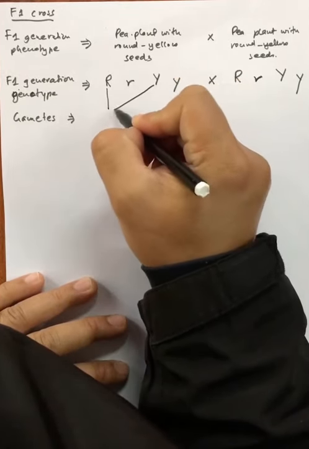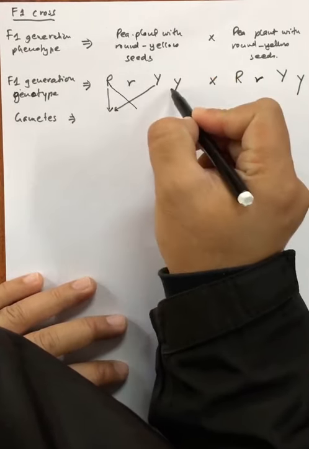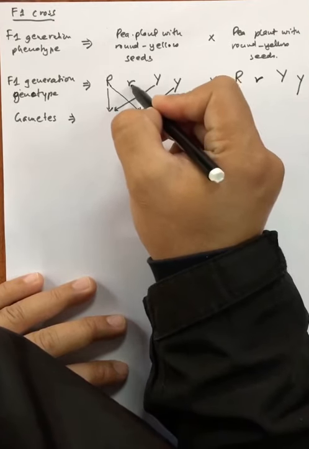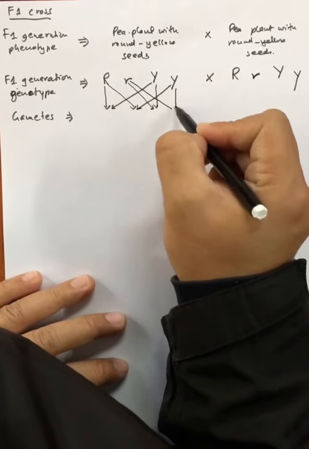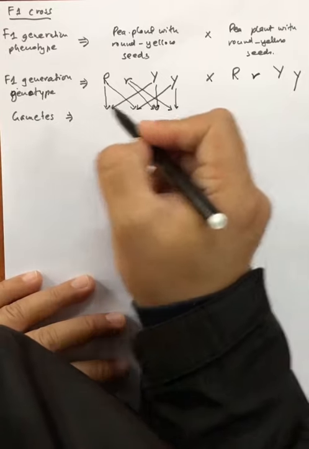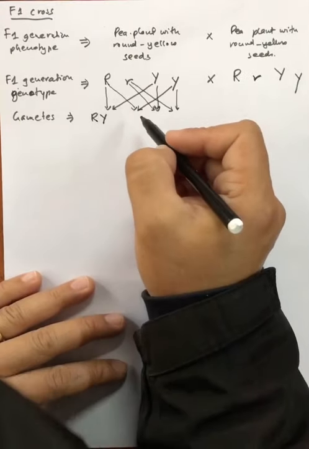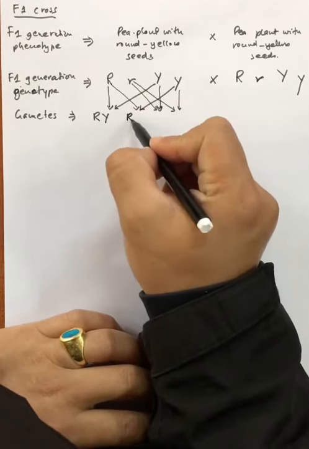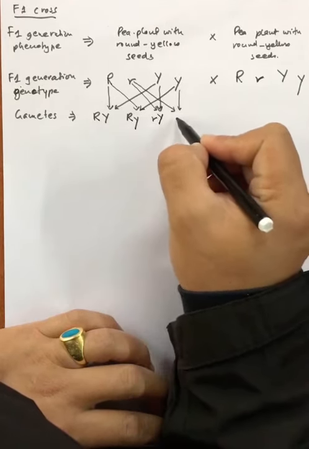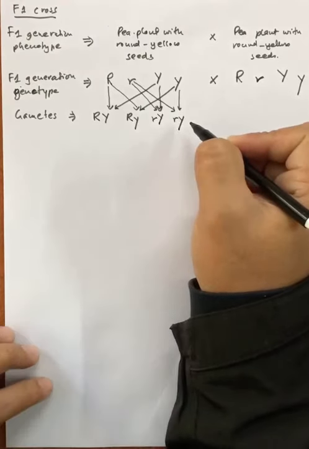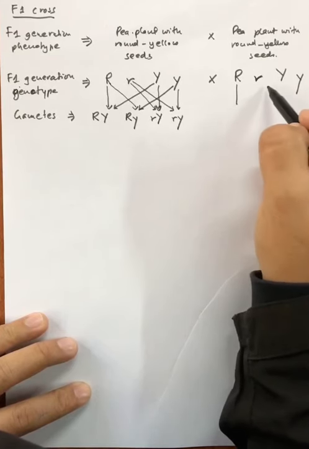Round the yellow gene, gametes form. Then round the green gene, gametes form. Then wrinkle the yellow gene, gametes form. Wrinkle the green gene, gametes. The gametes are round and yellow, then round and green, then wrinkled and yellow, then wrinkled and green.